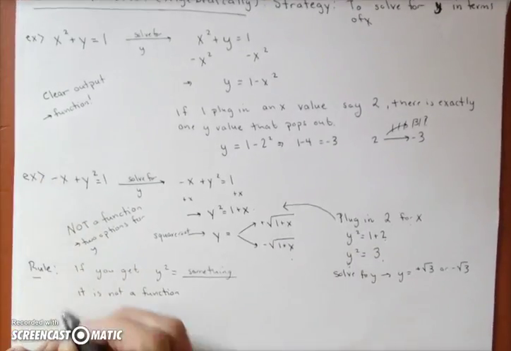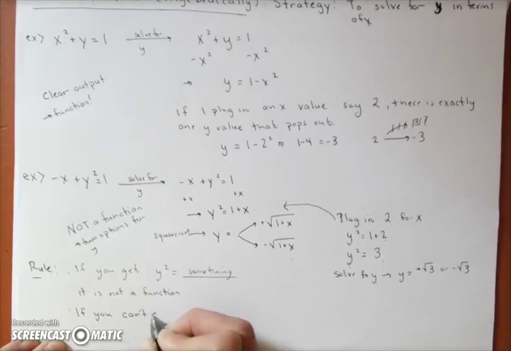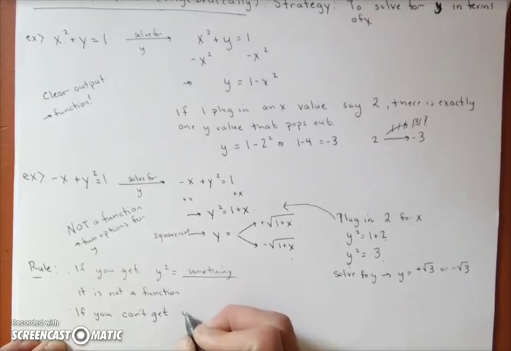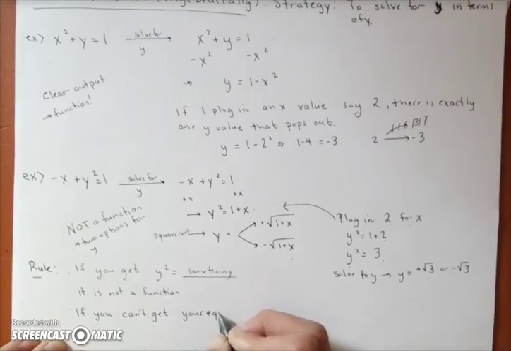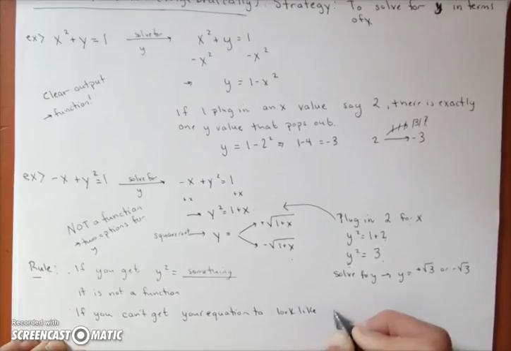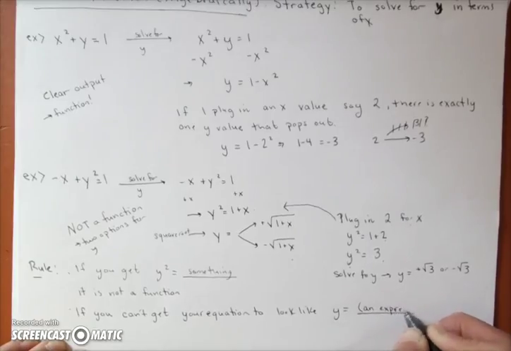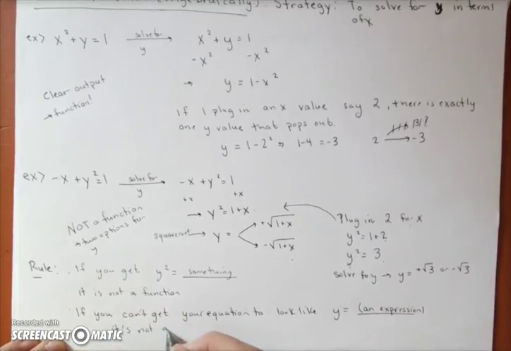So a more general rule is if you can't get your equation to look like y equals some expression, it's not a function. Because if you can't get it to look like that, then you're going to have multiple options for y.